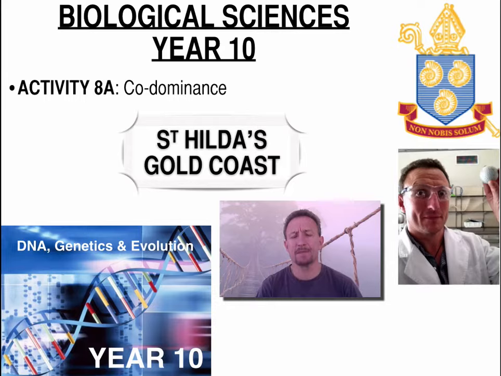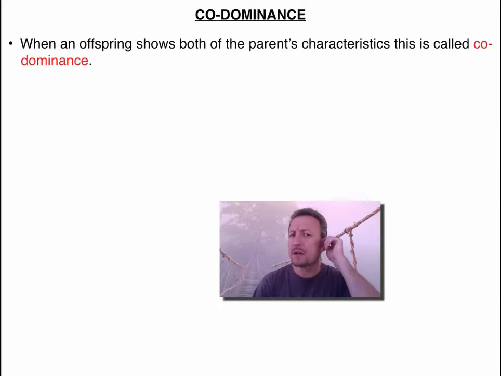This is Activity 8 where we're going to be looking at codominance. Now in the previous activity we looked at the concept of incomplete dominance, where we had two alleles which came together and basically produced a mixture. In codominance there is no mixing of the alleles to get a different trait. The alleles are equally dominant, and as a result their features actually come through in the individual. So basically codominance is where an offspring shows both of the parents' characteristics.